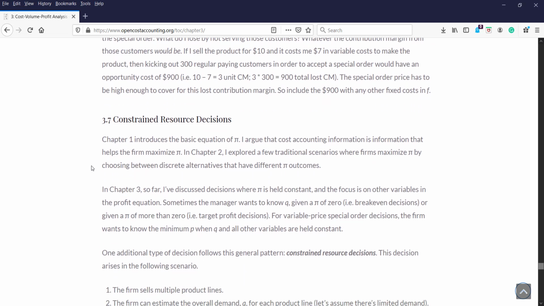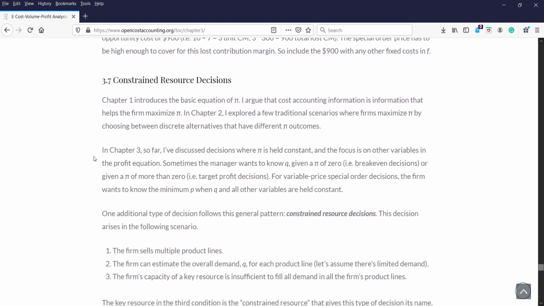Now, one of the last ideas that we have in this chapter is constrained resource decisions. And here we're going to talk about our first theory of constraints idea. We're talking about it in a very general way. I've sometimes heard this called profitability analysis, although I think that term can be applied too widely. I don't like that term for this. So these are constrained resource decisions.